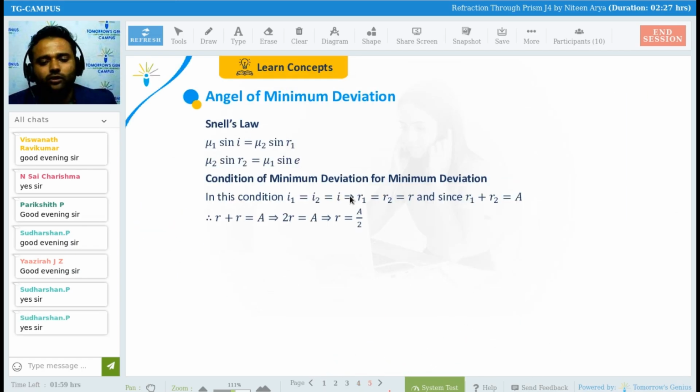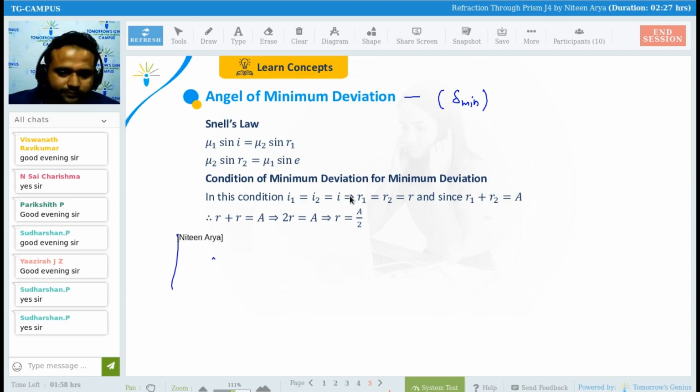Now, angle of minimum deviation. So what are we going to discuss? Angle of deviation we understood. Angle of minimum deviation we are going to find, and that is very easy. Using Snell's law, mu1 sin I equals mu2 sin R1 for refracting surface 1.